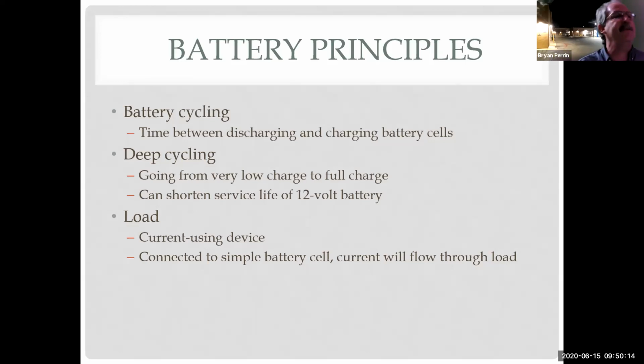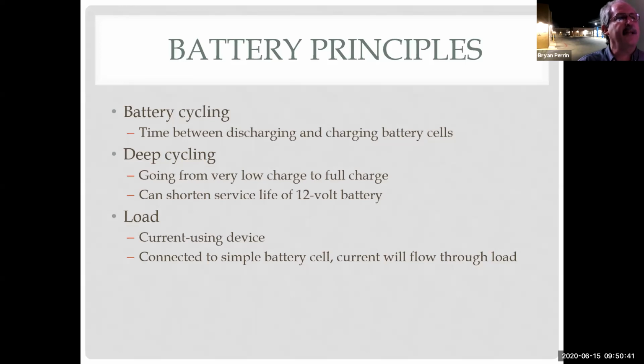So battery design really varies, and we want to make sure we use a battery that's designed for the application. Deep cycling is going from a very low charge to a very full charge. If I'm using 6-volt batteries, they're designed to be deep cycle batteries today. They do still have some automotive 6-volt batteries, but few and far between. Most of what we see now are deep cycles.